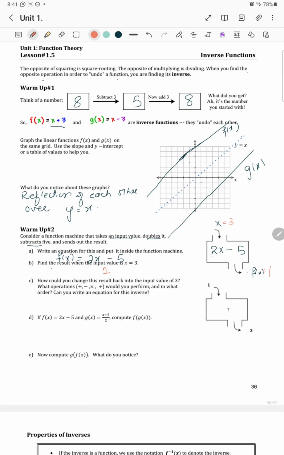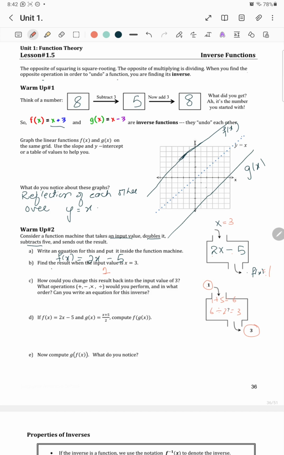How could you change this result back into the input value 3? What operations would you perform and in what order? Can you write an equation for the inverse function? So for the inverse function, what we're going to do is 1 plus 5, which is going to be 6, and 6 divided by 2, which is going to be 3. Or we can do it like this. For the reverse function, we're starting with 1. So we're going to add 5 to 1, we will get 6. So we will divide 6 by 2, we will get 3, which is the output, and this is the input.